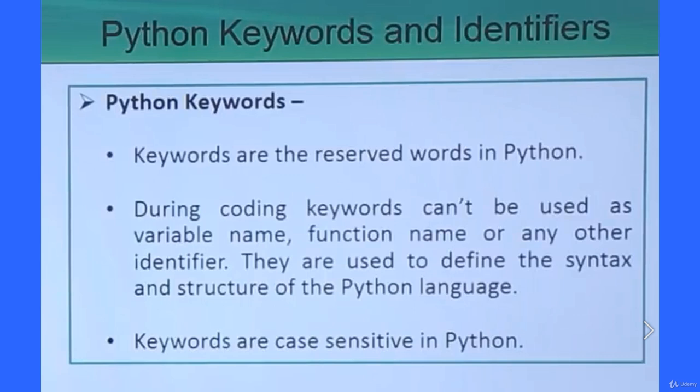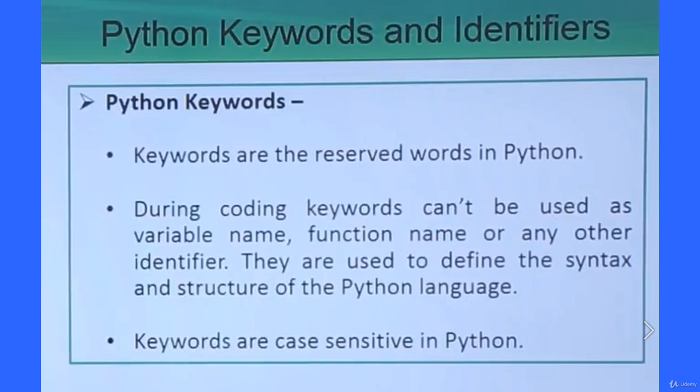During coding, keywords can't be used as a variable name, function name, or any other identifier. That means keywords are reserved for the keyword purpose only. They cannot be used as a variable name, identifier, function name, module name and so on. That's why these keywords are reserved. They are used to define the syntax and the structure of the Python language.